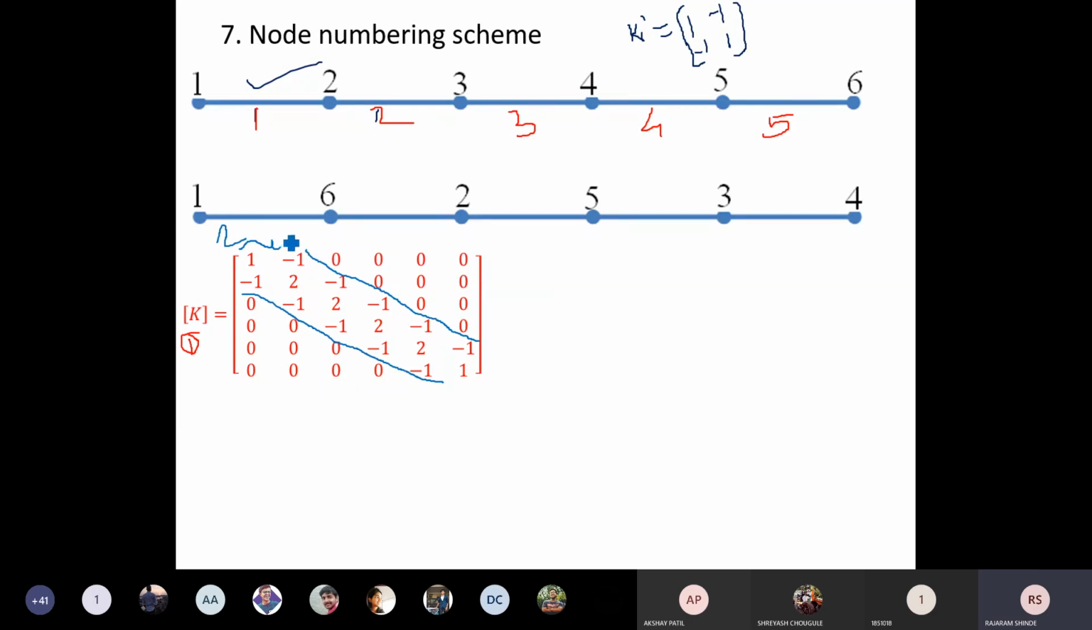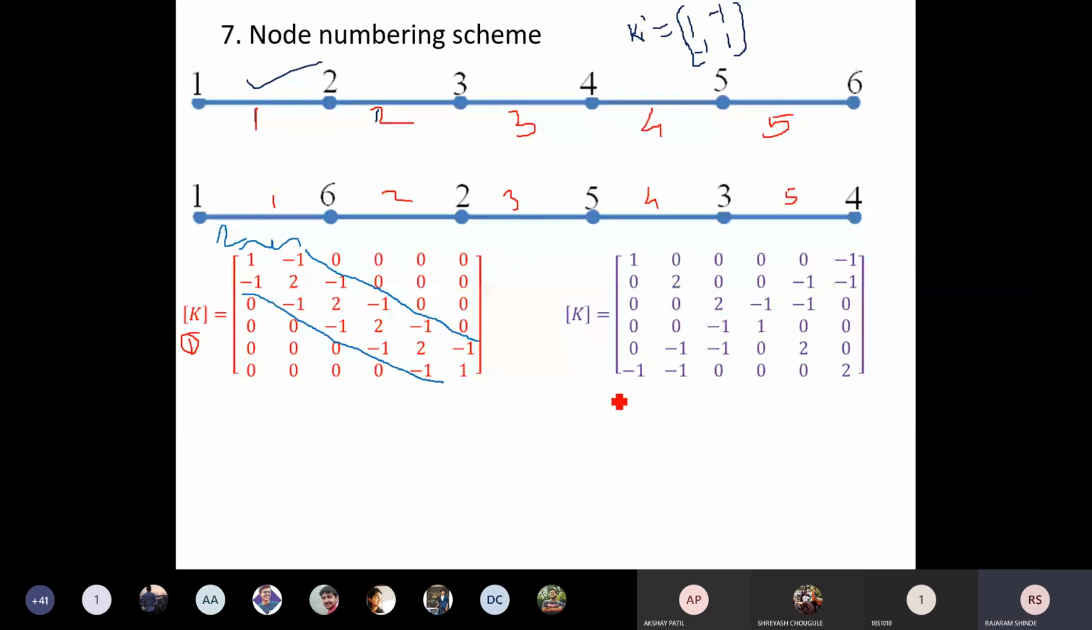Now when we go for the second case, here again you can see your element number 1, element number 2, element number 3, 4, 5. Same model is there, same stiffness matrix, I have just changed the node numbering scheme. When we use this node numbering scheme, you will get this type of stiffness matrix. You can see here. Is it correct? You check it. Here the first element is connected to node number 1 and 6. Therefore, you will get 1 at this location and at this location. Am I right?